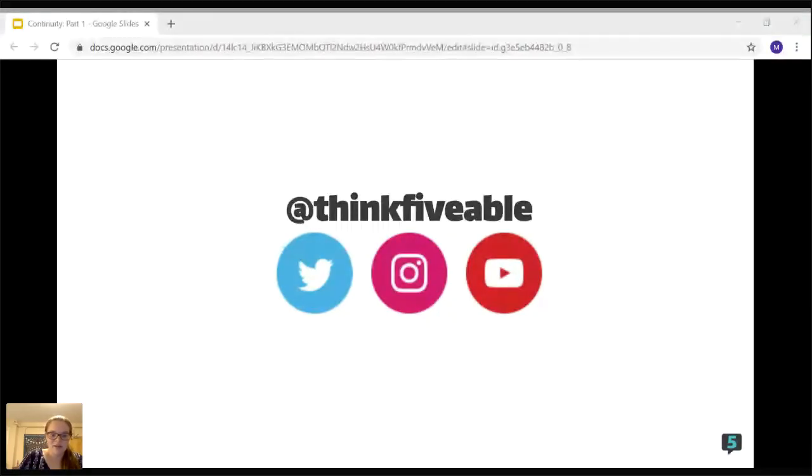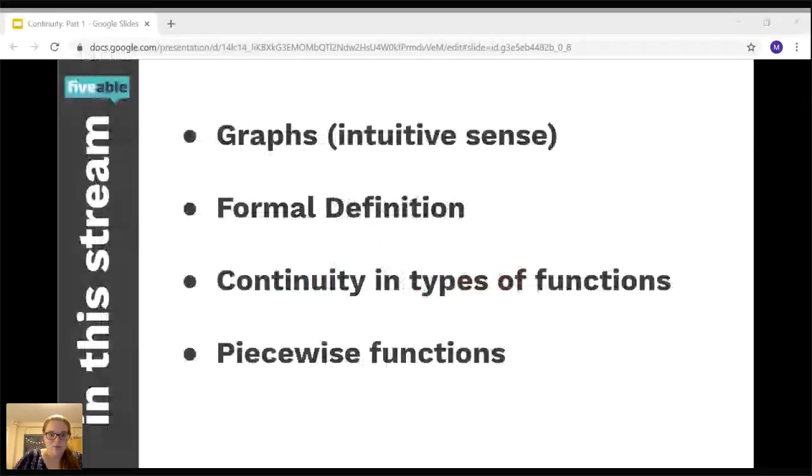Okay, so for today, we have four main topics we're going to go through. First, we've got graphs in continuity, so an intuitive sense of just looking at a graph and how do we know what is continuous. Then we'll go over a formal definition of continuity and what we think of continuity as in calculus. Then we'll go through continuity in different types of functions that you probably should have learned in pre-calculus, and how we can generalize functions and their continuous behaviors. And then we'll talk about piecewise functions and how they're special in continuity.